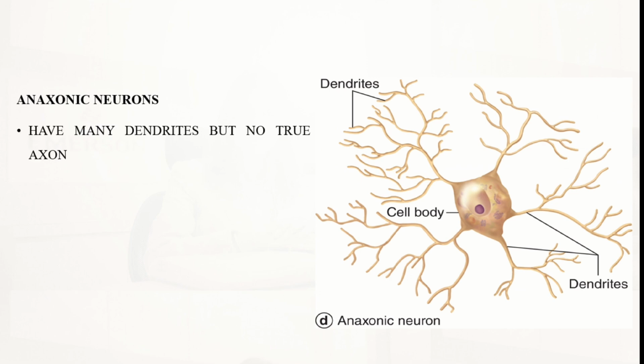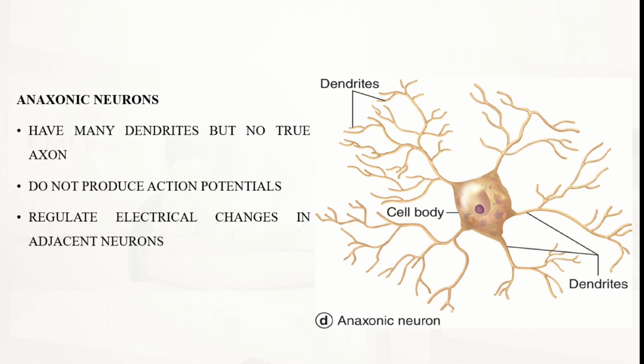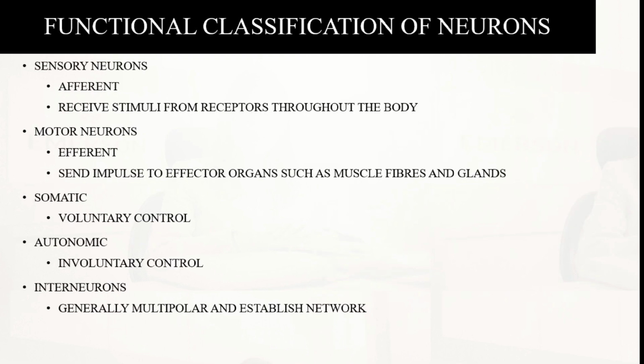So they have many dendrites, but no axon. They do not produce action potentials, but they regulate electrical changes in adjacent neurons. These are the axonic neurons. Okay, and those are the classifications.